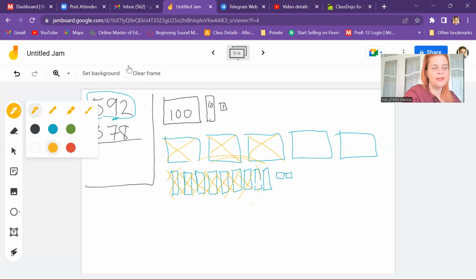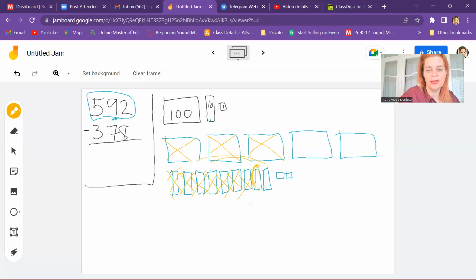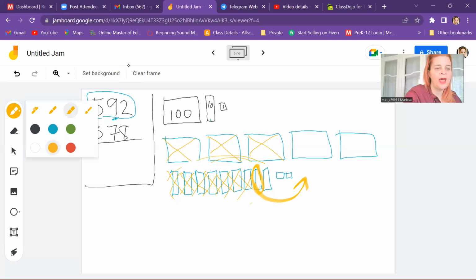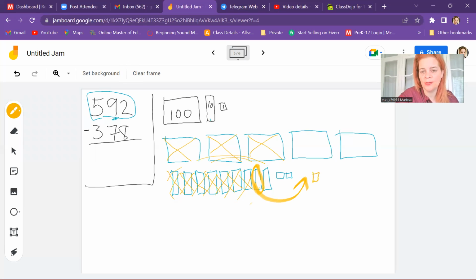Right. We're going to take away a 10. So I'm going to take this 10 away and move it over here. Okay. So if I were to take this and move it into ones, I'm going to have to make 10 ones, right? 1, 2, 3, 4, 5, 6, 7, 8, 9, 10.